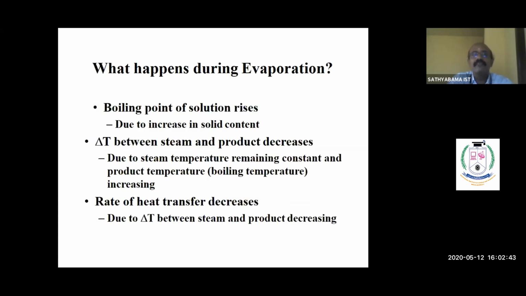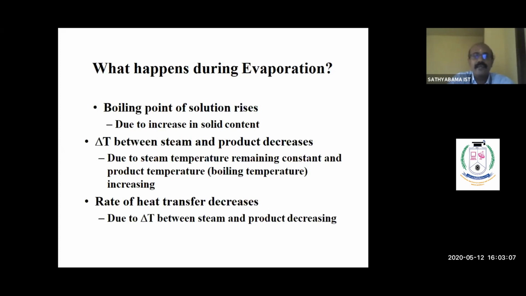Then what happens during evaporation? In general, first, the boiling point of the solution rises due to the increase in solid content. As per the definition I gave in the previous lecture, evaporation is the process to increase the concentration of a solution. How do we increase the concentration of a solution? By gradually increasing the solid content. So the boiling point of the solution will rise due to the increase in solid content.